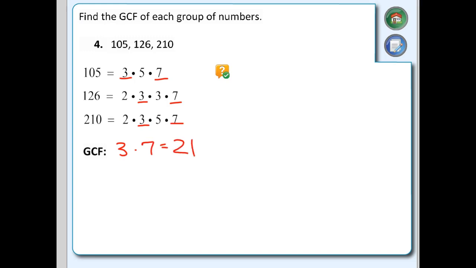Okay, so tonight's homework, you're going to find list of factors, pairs of factors, and greatest common factor. Good luck.